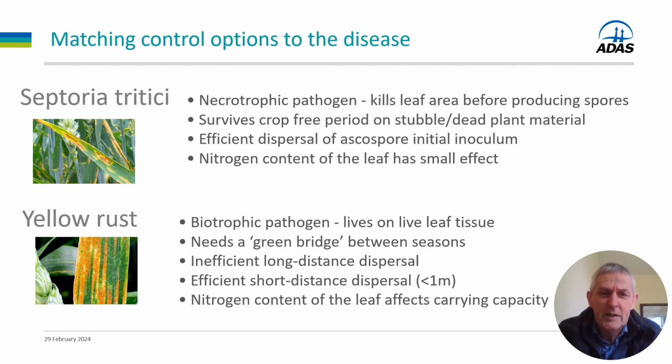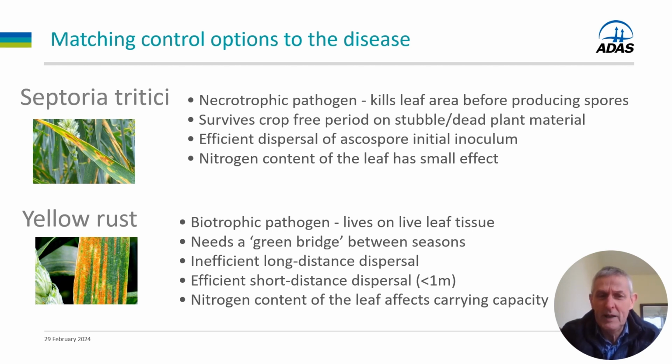If we contrast that to the yellow rust case, so yellow rust is biotrophic. It has to live on live leaf tissue. And that creates a bottleneck for it in between crops. So when we harvest one crop and sow the next crop, it needs a green bridge of live leaf tissue in order to be able to survive between seasons. So that's a limitation on it that may affect its level of initial inoculum going into the next crop.